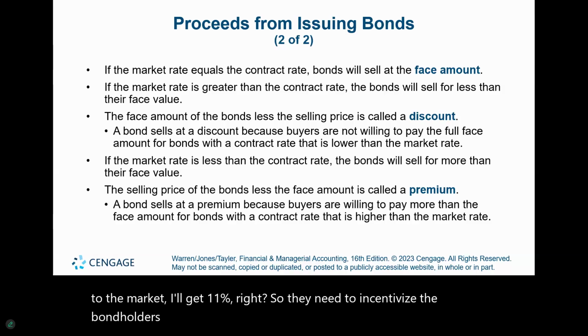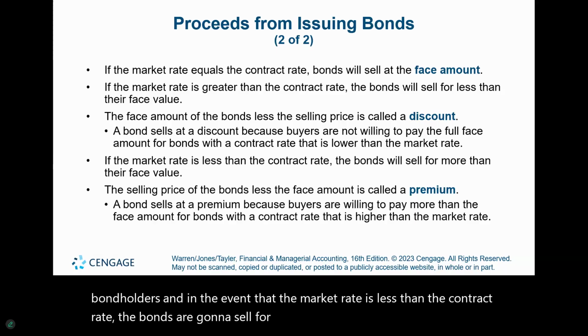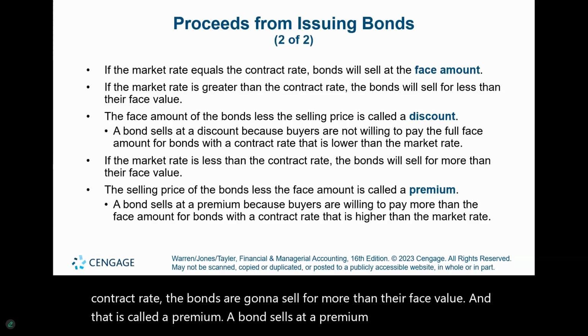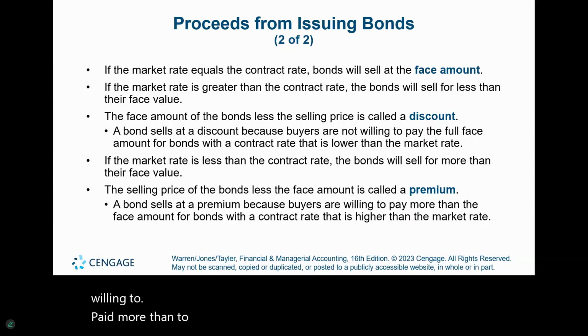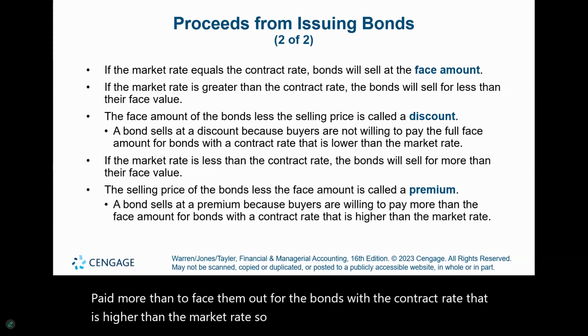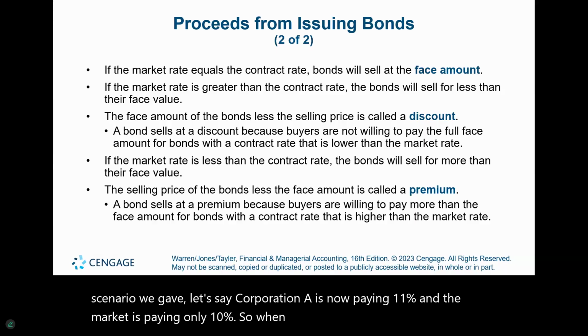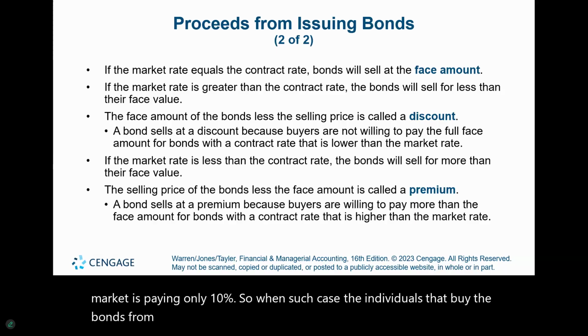And in the event that the market rate is less than the contract rate, the bonds are going to sell for more than their face value, and that is called a premium. A bond sells at a premium because buyers are willing to pay more than the face amount for the bonds with the contract rate that is higher than the market rate. So that would be vice versa with the first scenario we gave. Let's say Corporation A is now paying 11% and the market is paying only 10%. So in such case, the individuals that buy the bonds from Corporation A are willing to pay a premium because the interest is higher than the market rate.